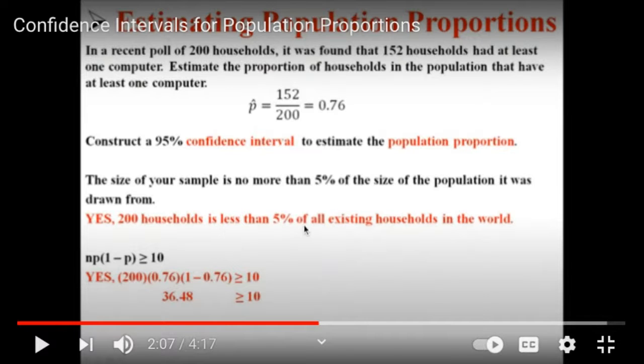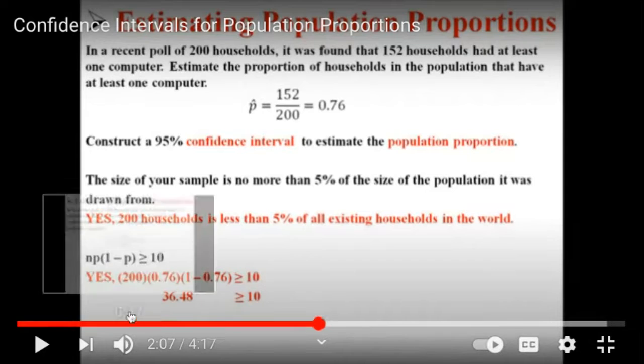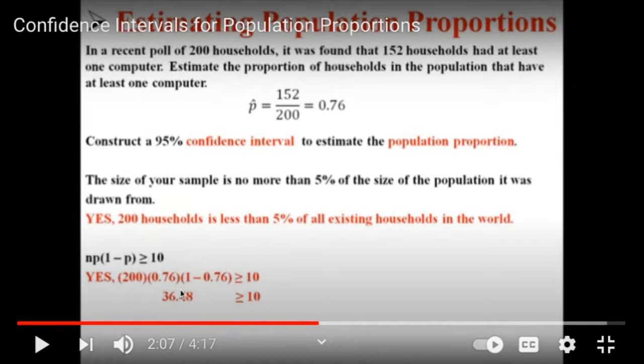Obviously, there's more than 200 households in the entire population of the world, as I said, and 200 households is less than 5%. Okay, that meets that criteria. And yes, if we multiply 200 times 0.76 times 1 minus 0.76, it is greater than or equal to 10. That comes out to 36.48, which is greater than or equal to 10. Okay, and remember, this is the complementary. You have to put that into the formula.